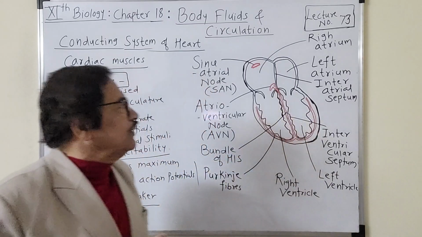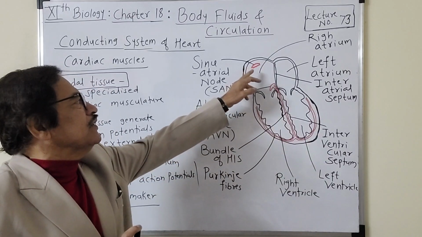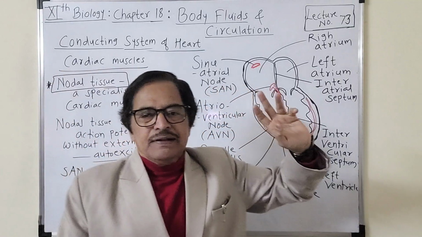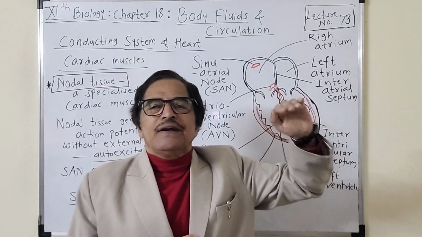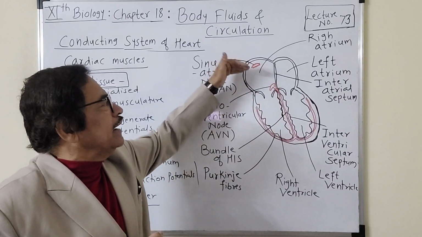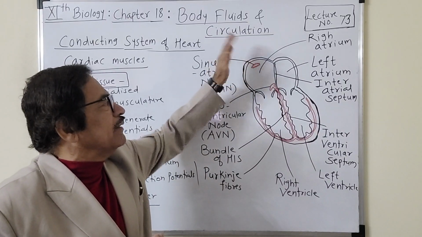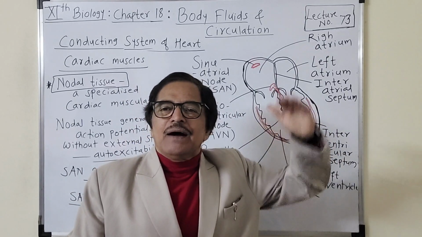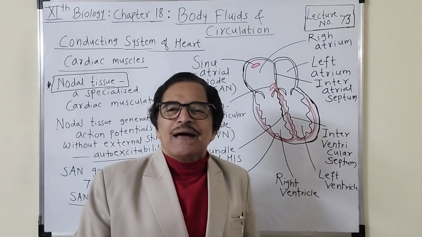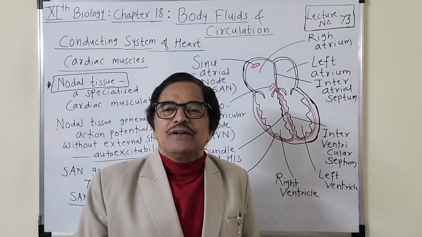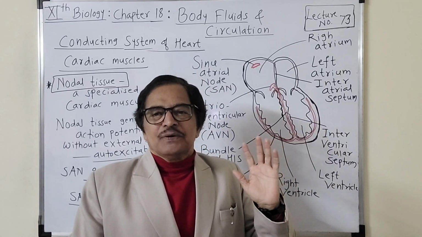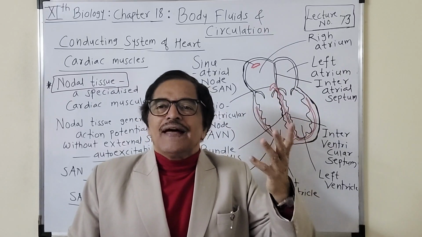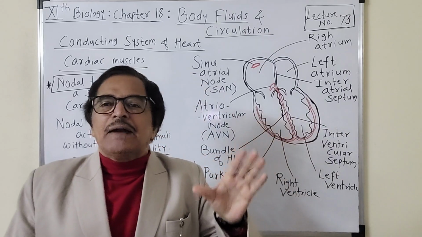Now, that nodal tissue is formed particularly by the sinoatrial node or SAN, a patch which is present towards the upper end of the right atrium. That patch is known as the sinoatrial node. Very, very important. Okay, that can generate the action potential. Not only that, it can act as the pacemaker.